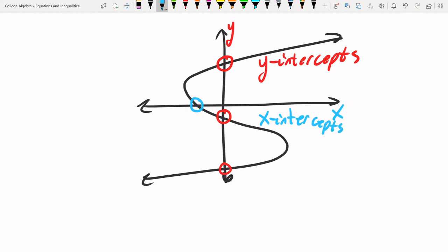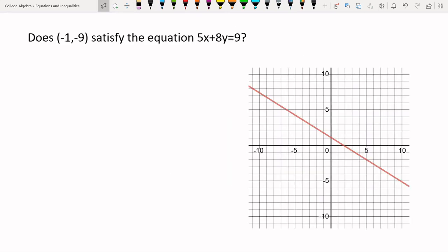And these are very important for the graphs. We'll find out why a little bit later, but that's more features that we're looking for when we graph functions or equations in general. And here's my last question. Does -1, -9, that coordinate point pair, satisfy the equation 5x plus 8y equals 9? Now, if you were to do a number of points and to graph this thing out, you'll see that this right here gives you this line right here. And we can look to see if -1, -9 satisfies this equation.